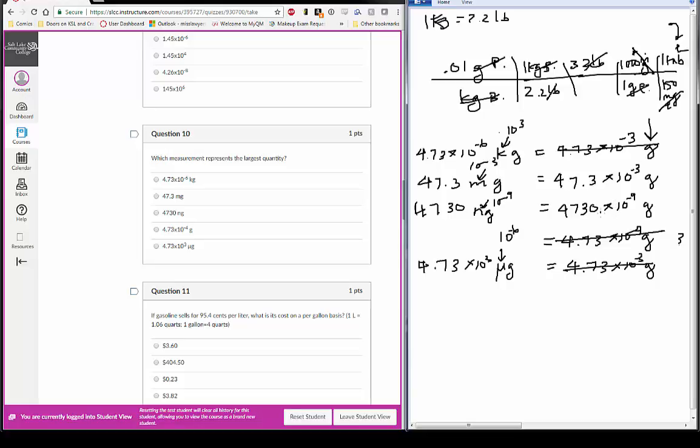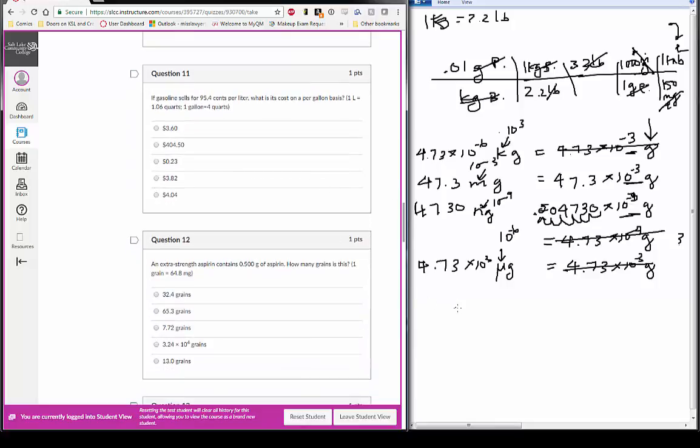And now this one I'm going to bring back 1, 2, 3, 4, 5, 6 positions. And that would give me 10 to the negative third instead of negative ninth because I moved it by 6. So 47.3 times 10 to the negative third is definitely bigger than 0.00473 times 10 to the negative third. So this is the right answer. So again, note how I moved it from our prefix notation back to our base notation of grams, and then I was able to compare some and move some to the same power of 10 to compare the size.